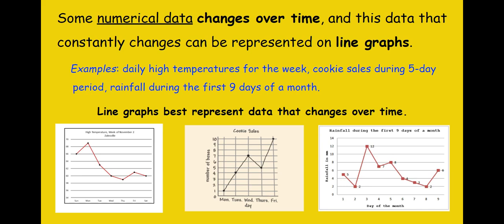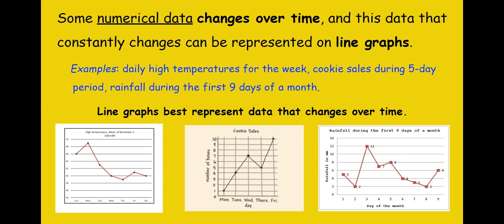All right, another good example of data that might change over time. Maybe you're selling cookies for a fundraiser, and we want to look at the number of cookies you sold each day of the school week, so Monday through Friday. And then if you look, this particular person sold between 1 and 10 cookies during the week, and we can look at that data. It changes. It's not the same amount every day. So this is why it's great to organize this information on a line graph so we can see those changes.